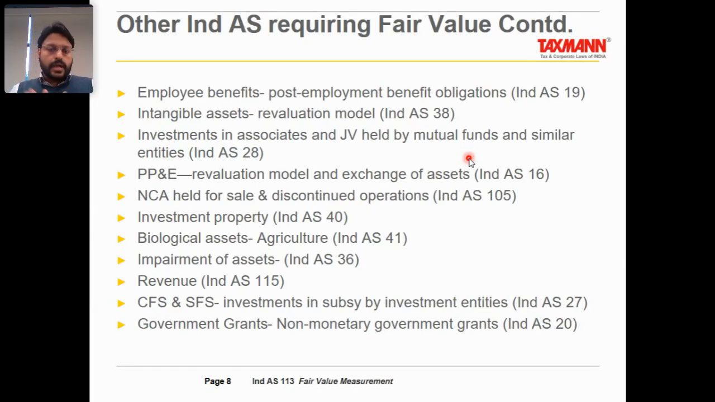But they do not prescribe how the fair value will be measured. So this standard tells you or helps you in measuring the fair value for those items. So that is the scope of this standard.